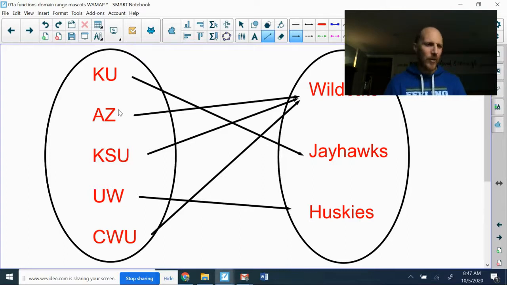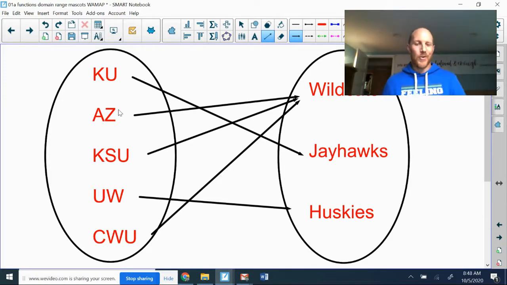You don't say, "Hey, what's the mascot for UW?" and you say, well, it's the Huskies. And they ask again, "Hey, what's the mascot for UW?" It's the Bears. "Hey, what's the mascot for UW?" It's the Lions. You'd say, well, no, it's only got one mascot, right? That's what a function is. You ask the same question, you're going to get the same answer every time. Every input has only one output.